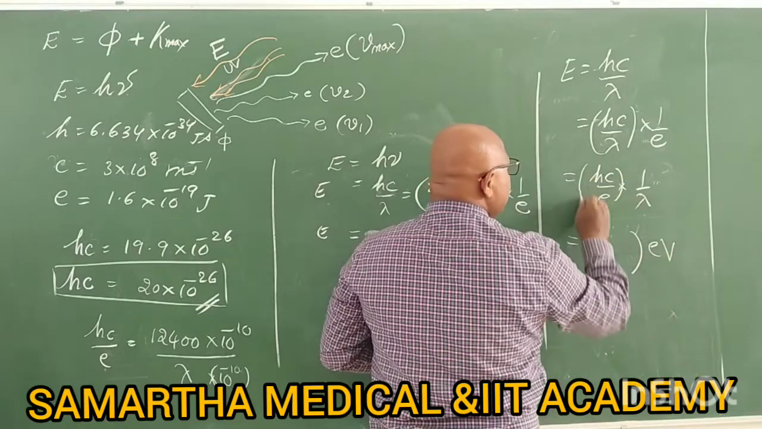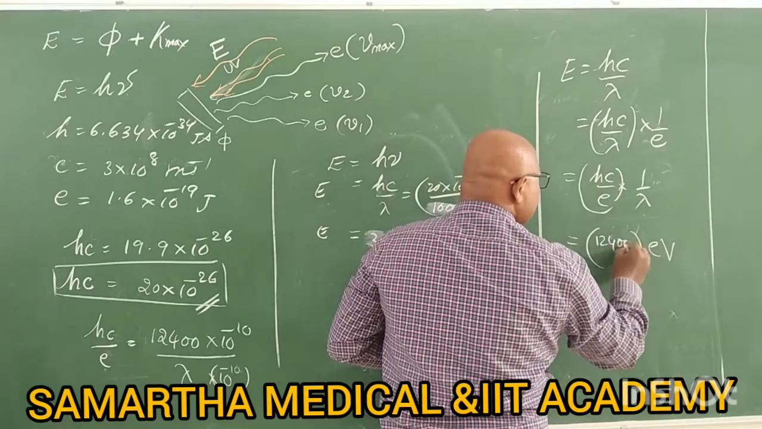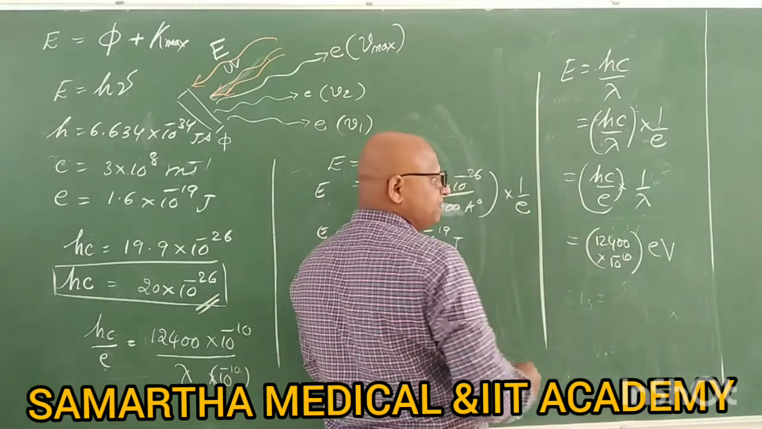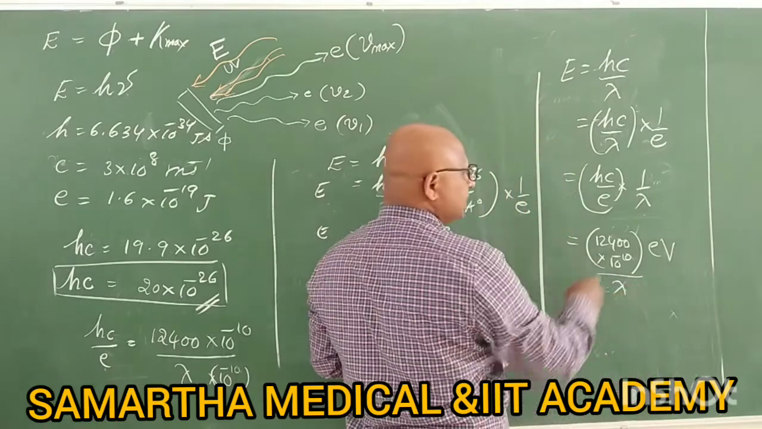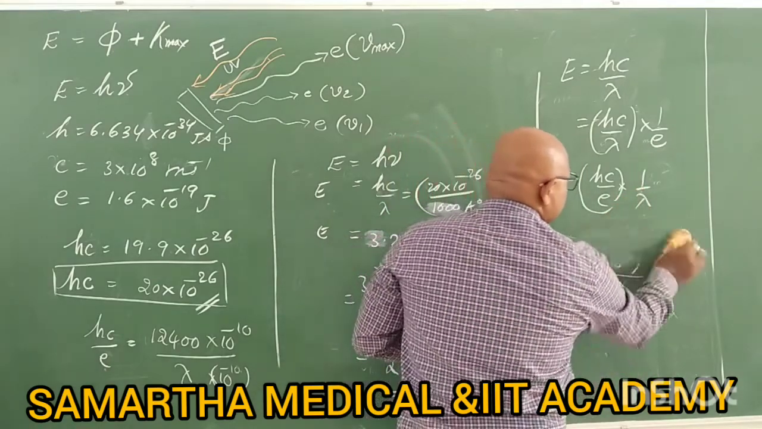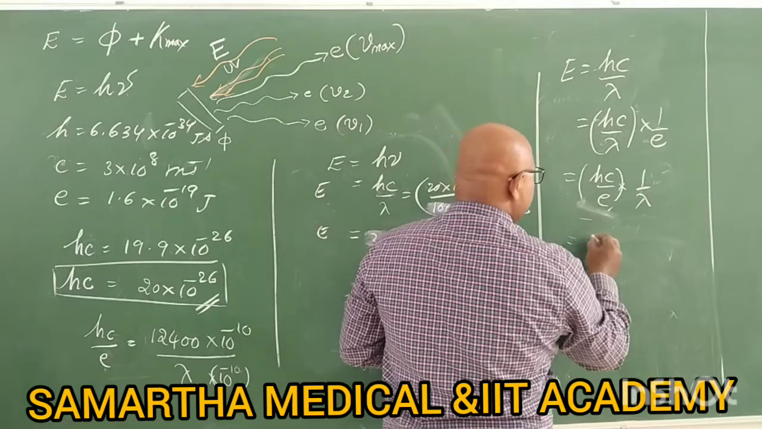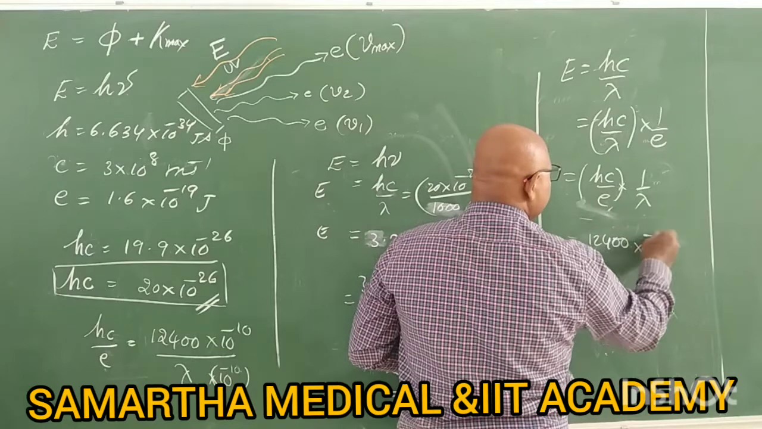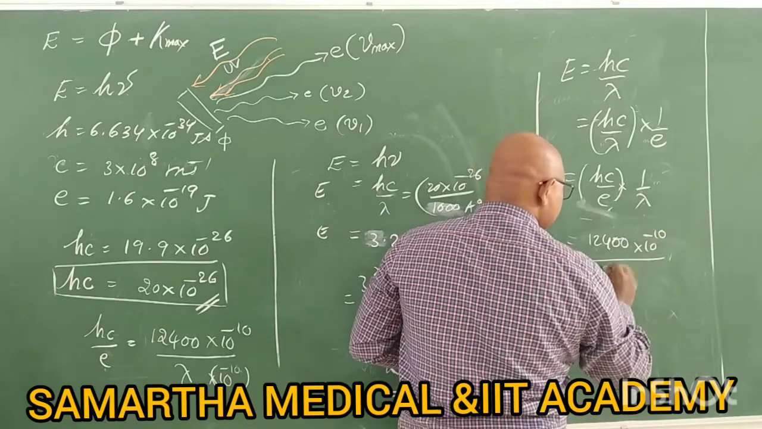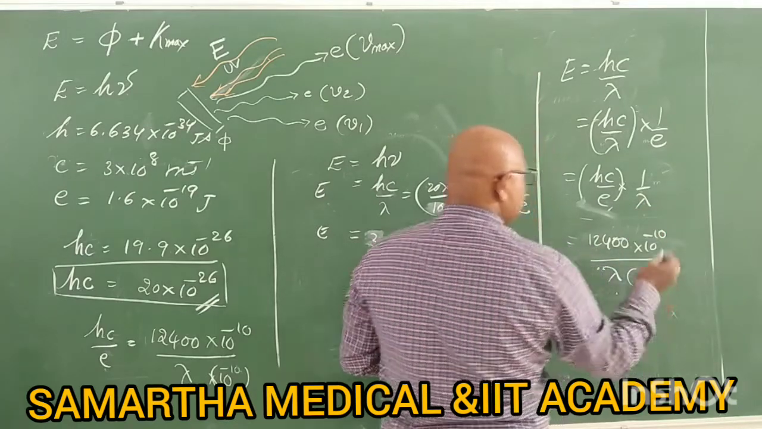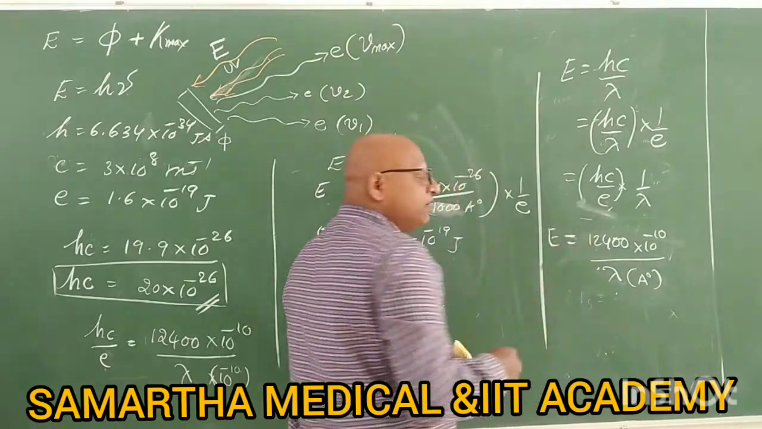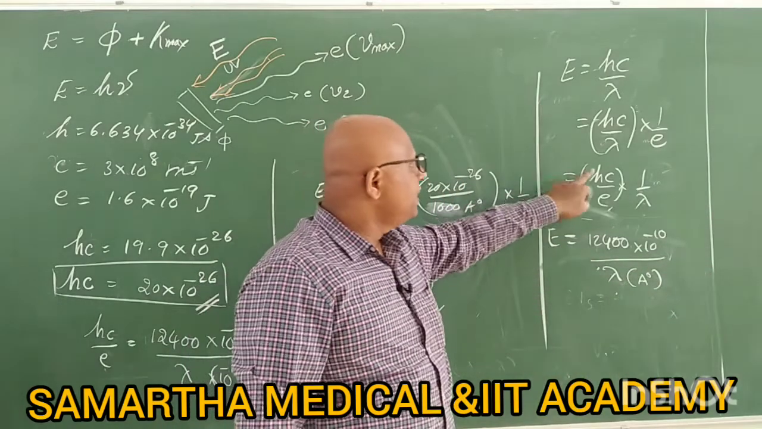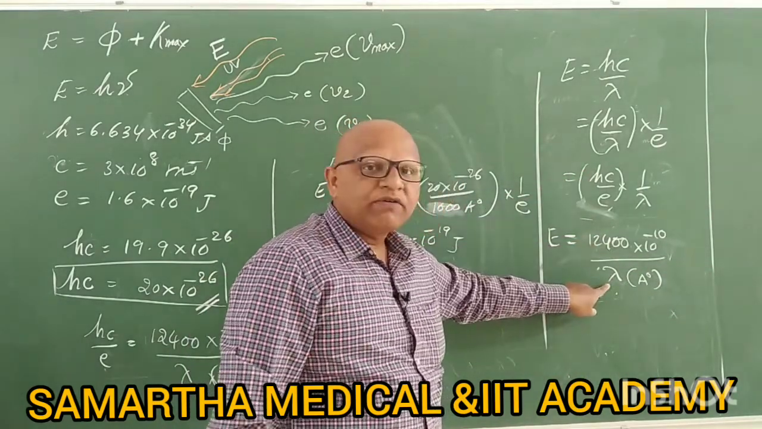you can directly write energy in terms of EVs, because Hc by E, you know the value of Hc by E, that is nothing but 12,400 into 10 to the power of minus 10, right? Divided by lambda. Lambda is there already, in angstroms. Now you can convert joule energy directly into EV energy by the 12,400 by lambda formula.